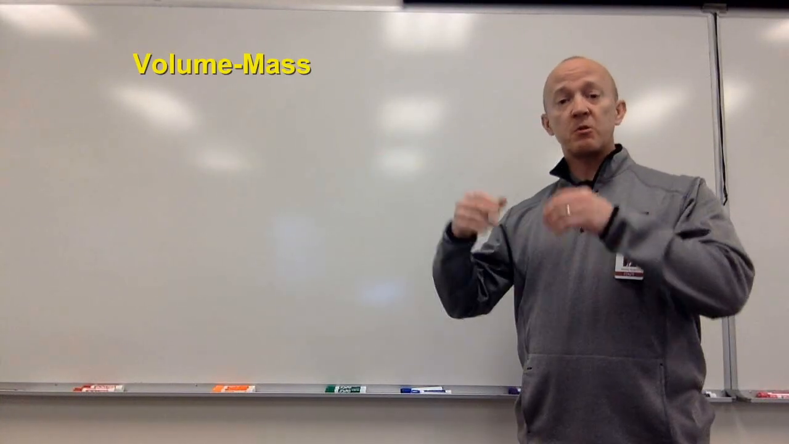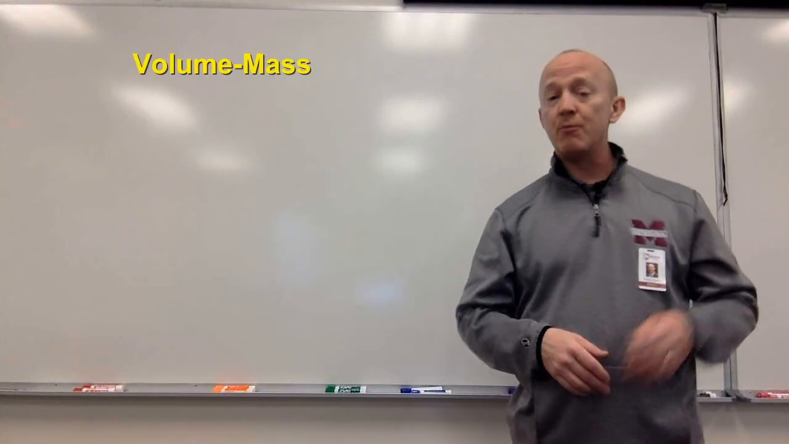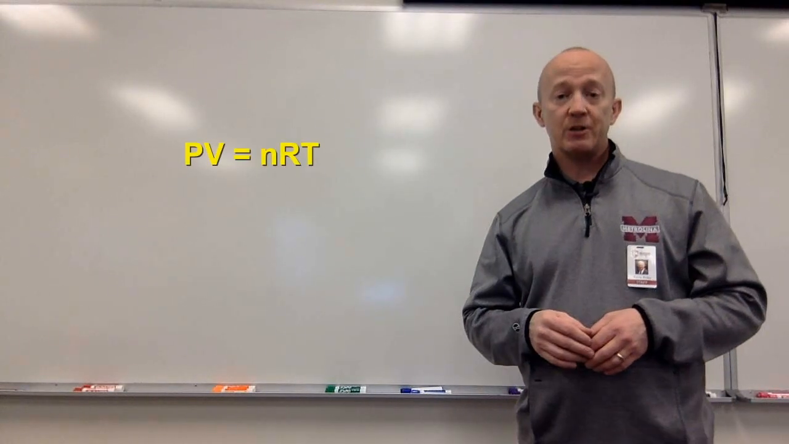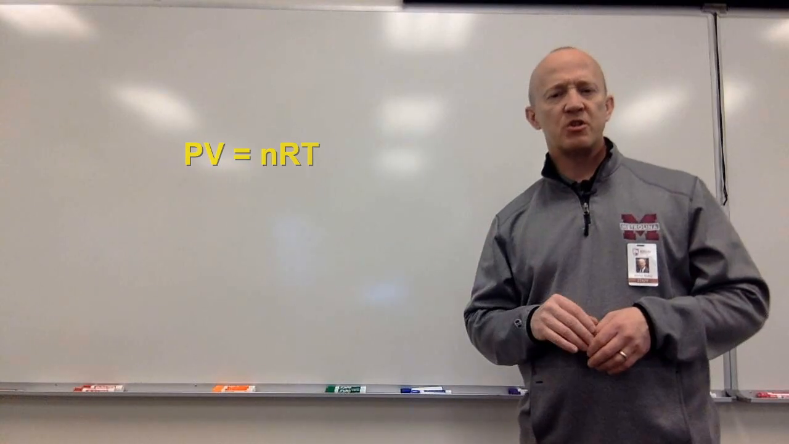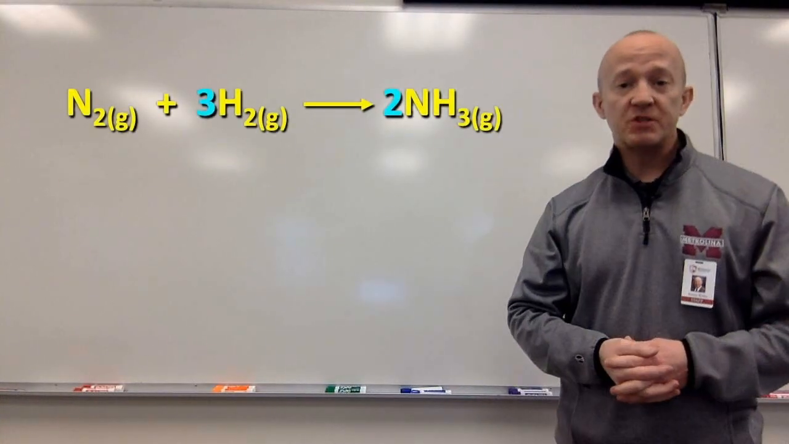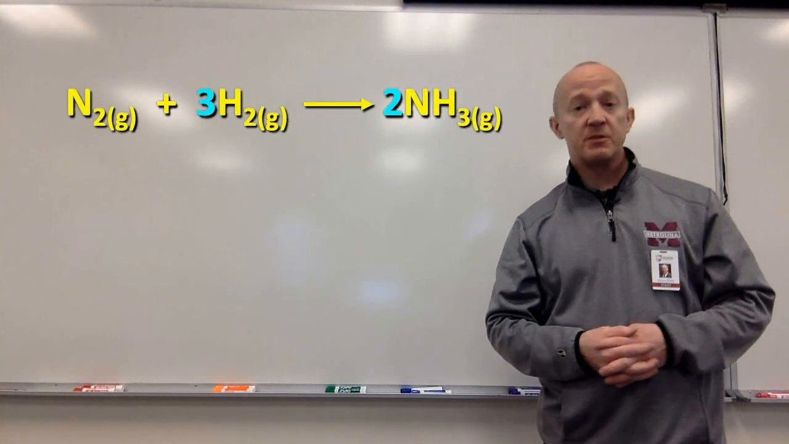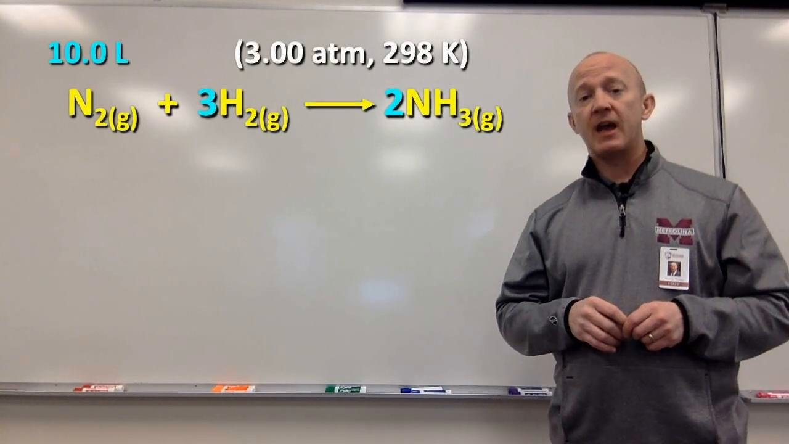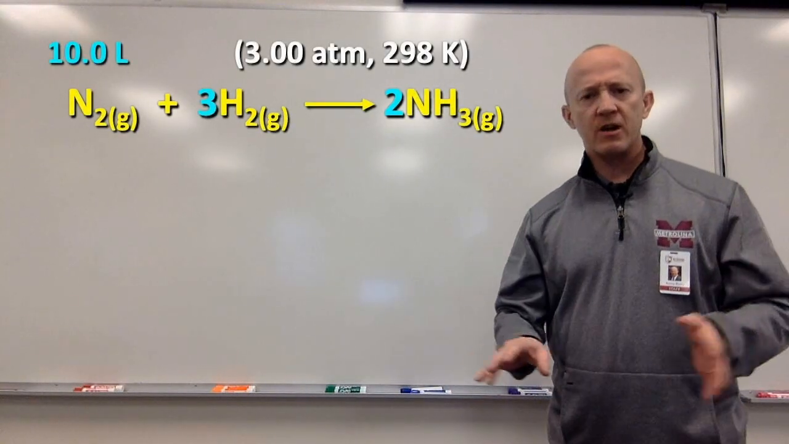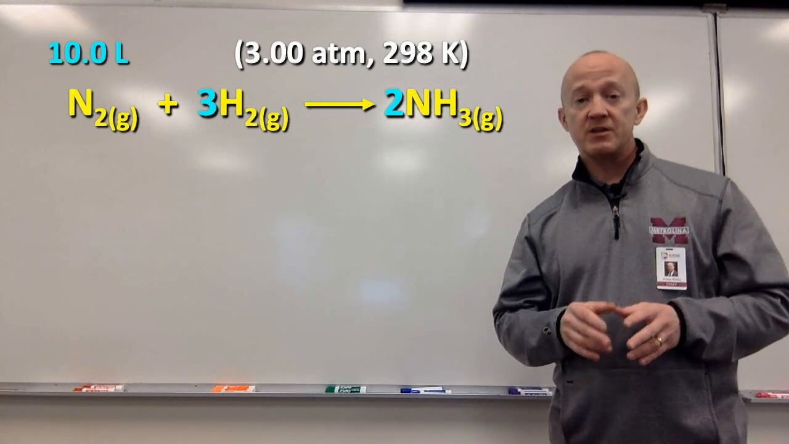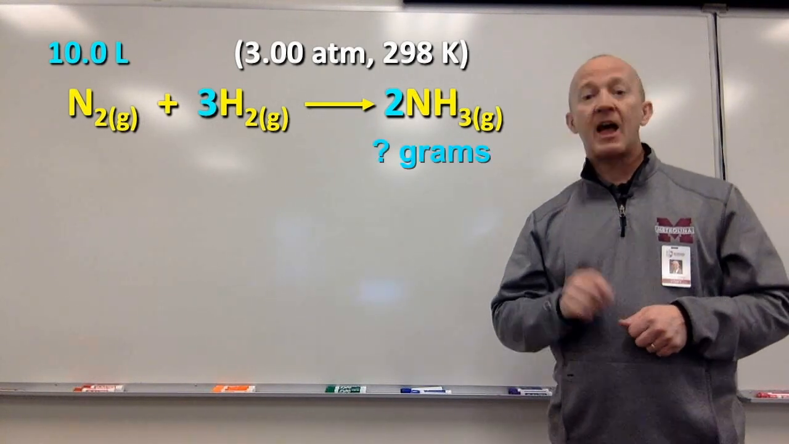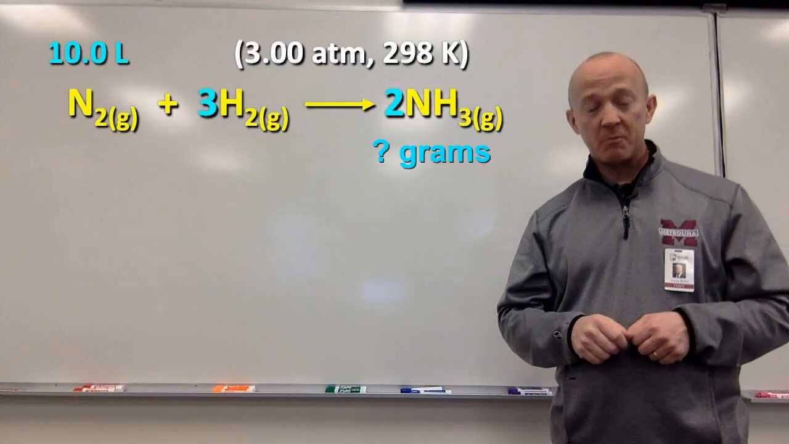In other words, starting with the volume of one gas and ending up with the mass of another. In this case, we'll involve the ideal gas law in the process. Let me show you how. Let's say we have the reaction between nitrogen and hydrogen to produce ammonia. If we start with 10 liters of nitrogen gas with plenty of hydrogen to go around, and the pressure in the reaction vessel is 3 atmospheres with a temperature of 298 Kelvin, how many grams of ammonia will we produce?